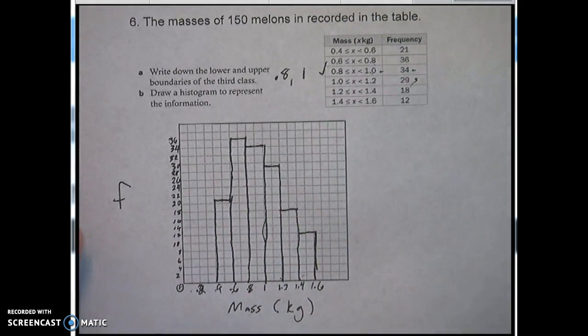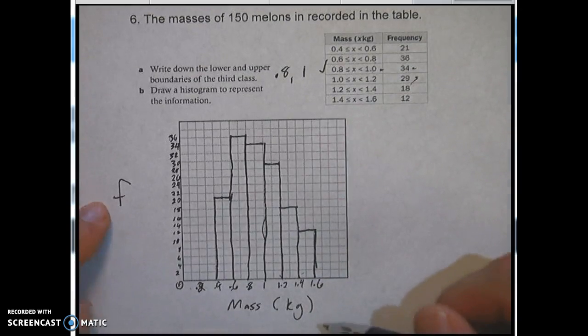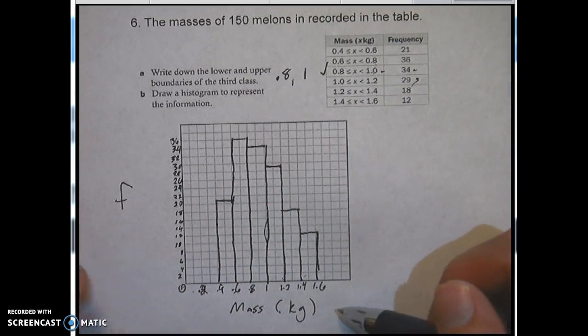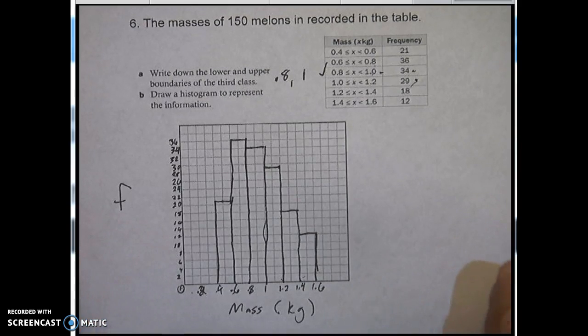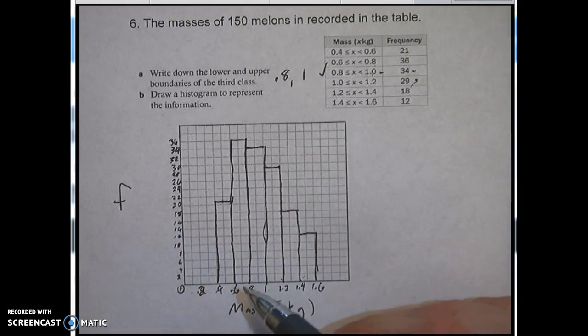So the big takeaways from this, make sure you label your axes with your units and put some numbers on there as well. Make sure you've got some scale. Also with histograms, there can be no space between the bars. If you put space between the bars, that's a bar chart, not a histogram. Bar charts are for categorical variables. Histograms are for quantitative variables.